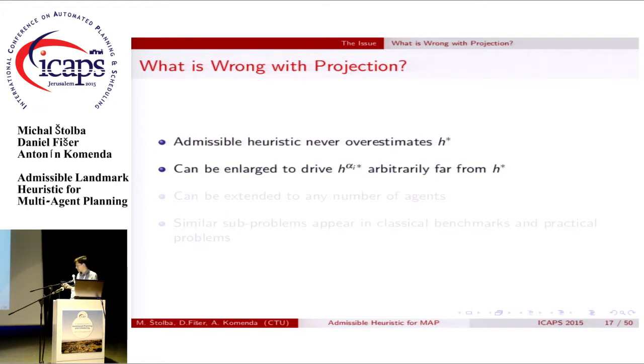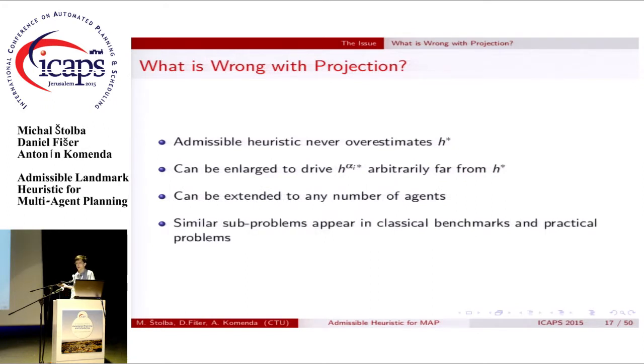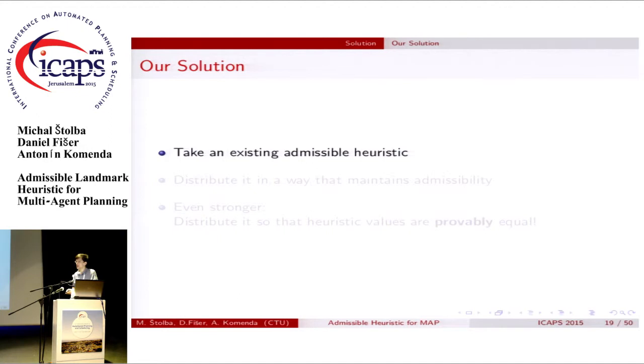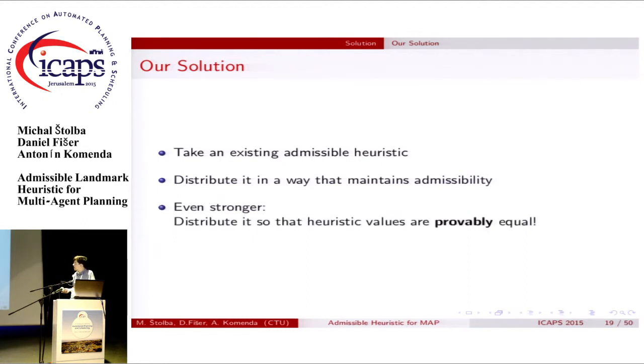We can enlarge this problem in any sense. We can extend it to any number of agents. And although this one was a kind of artificial problem, many similar subproblems appear in the benchmark domains and in practical problems. So how to solve this problem? As I already said, we will take some existing admissible heuristic and we will distribute it in a way which maintains the admissibility. Moreover, we will distribute it in a way which gives provably the same estimates for the states as would the global heuristic, like a centralized heuristic on the global problem.